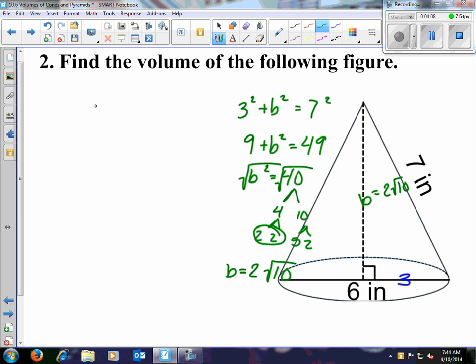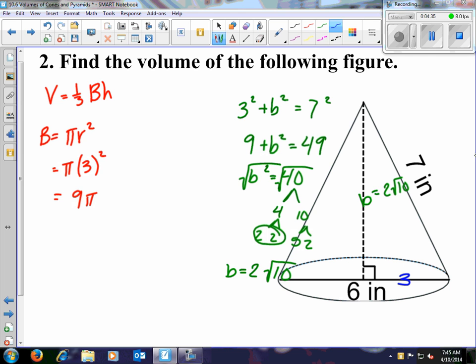Okay, so now the volume formula, again, is 1/3 times the area of the base times the height. So the area of my base is, again, pi r squared, because our base is a circle. So I have pi times my radius, which we found was 3. So the area of my base is 9 pi.